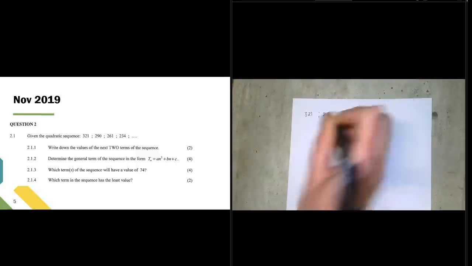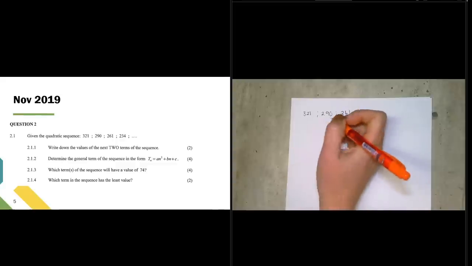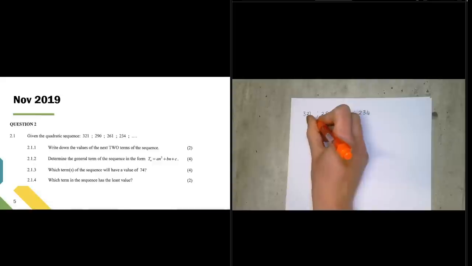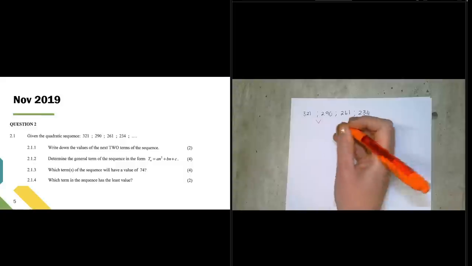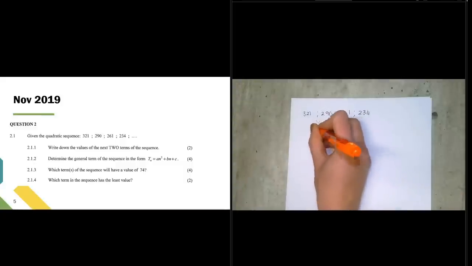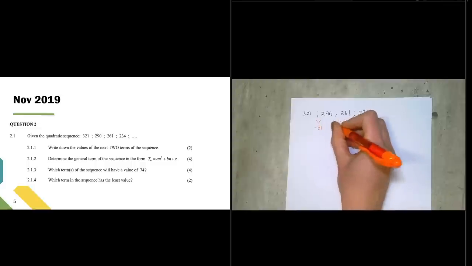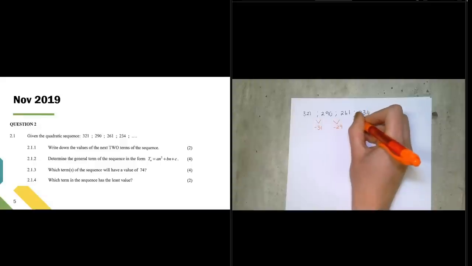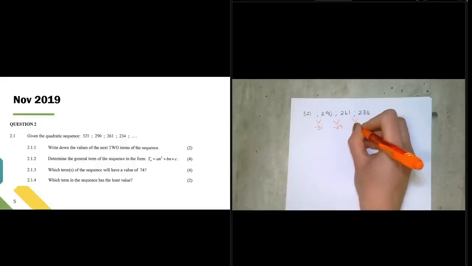321, 290, 261, and 234. Very important, they said this is a quadratic sequence. First question, write down the values of the next two terms of the sequence. So you now need to know what are they adding or subtracting the whole time. So let's go work out the first difference. 290 minus 321 gives me negative 31. 261 minus 290 is negative 29. 234 minus 261 is negative 27.